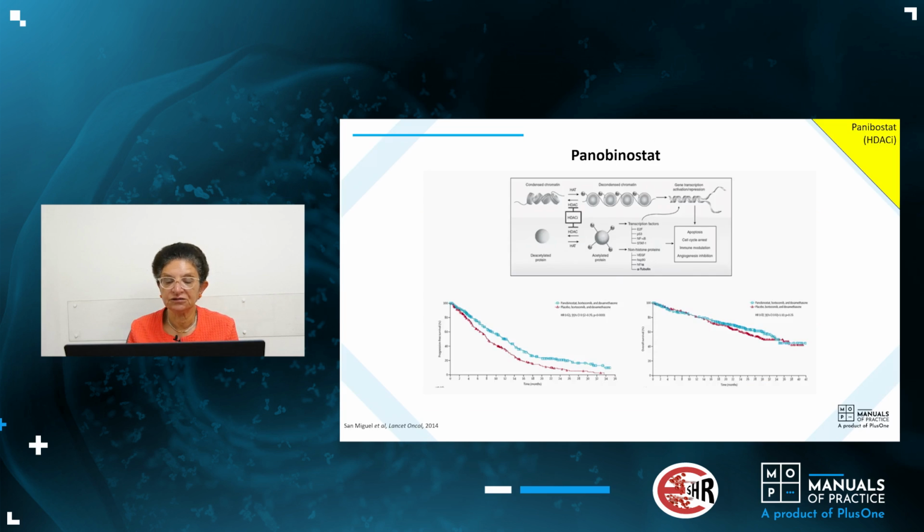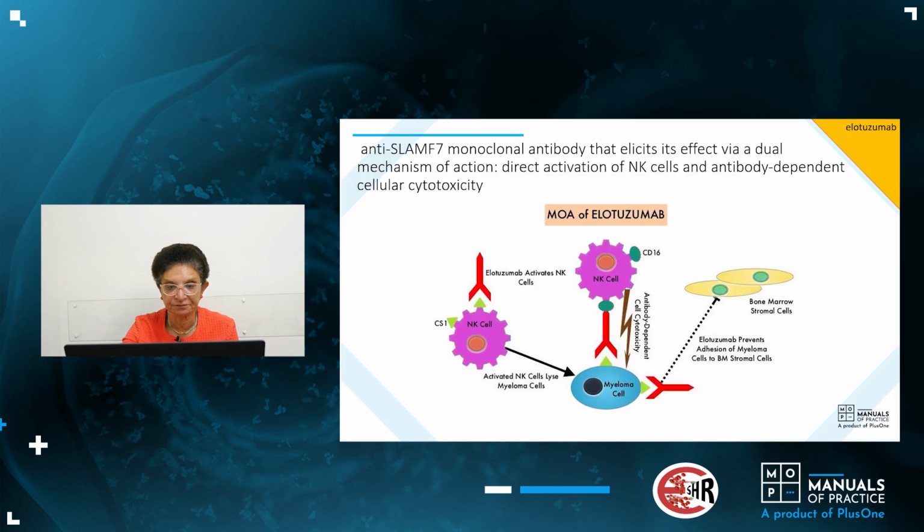Another drug to be used is panobinostat, and panobinostat is an HDAC inhibitor. And as you can see here, the addition of panobinostat gave better results than without panobinostat regarding progression-free survival and in patients with relapsed multiple myeloma. Now we move to the monoclonal antibodies.